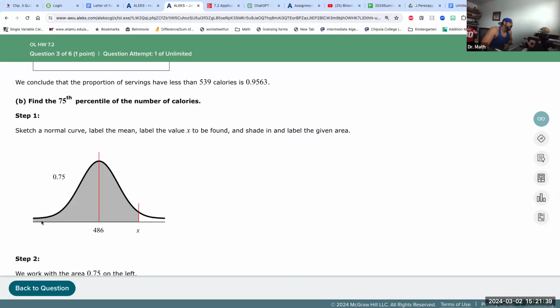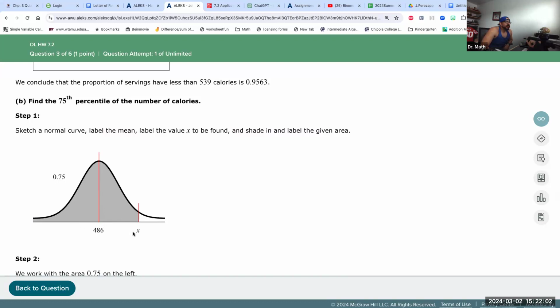486. And now what we're going to do is shade everything to the left. We start from the left, and you keep shading until you get to something that looks about 0.75. So notice this red line here is our halfway mark, our 50% mark. So I have to keep shading, right? About 25% more, right?